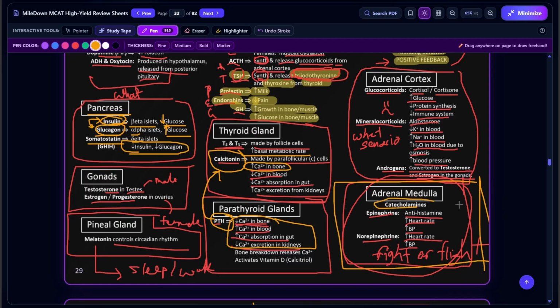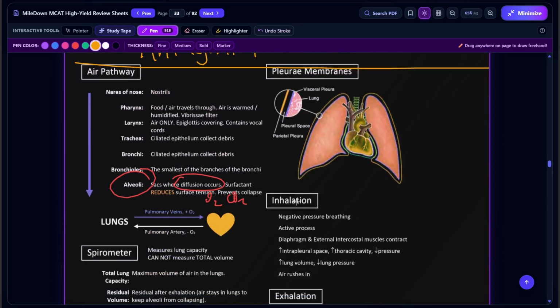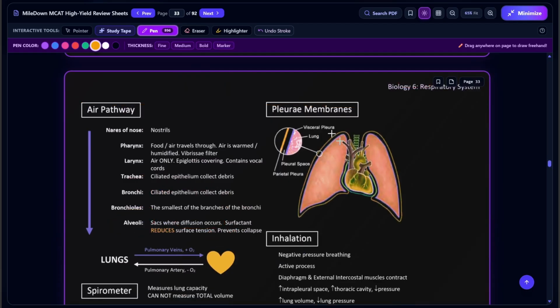You're releasing a lot of catecholamines, your heart rate's going up, your blood pressure is going up, and you're exercising. So think about real life examples like that. Okay, so now we're gonna do review for biology respiratory system.